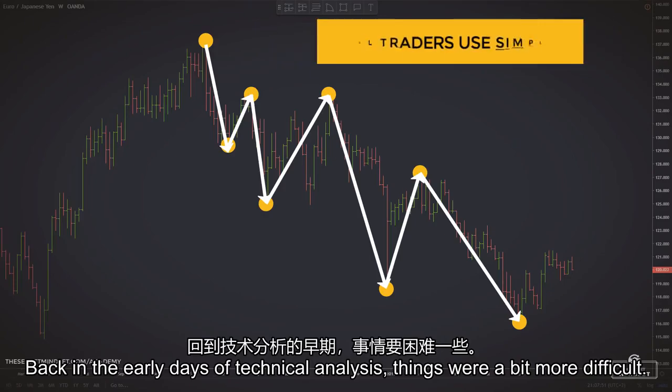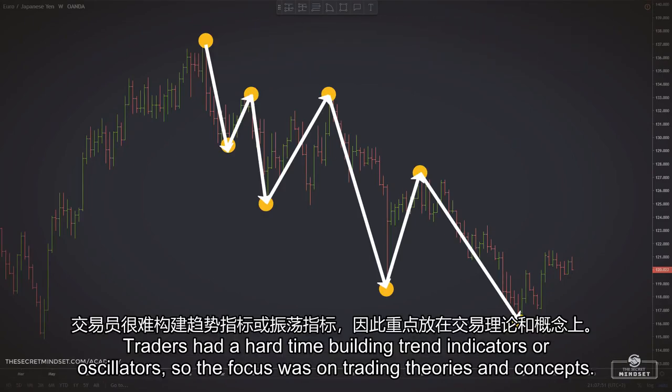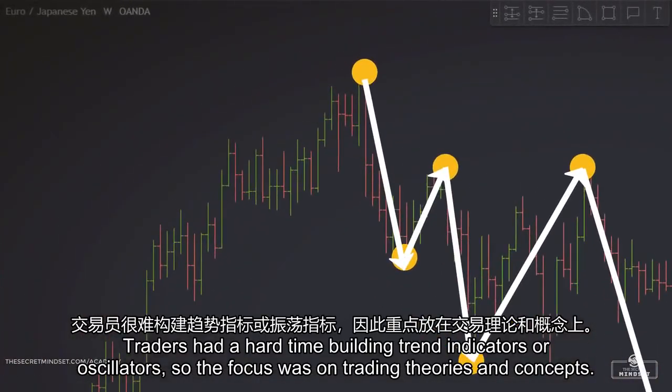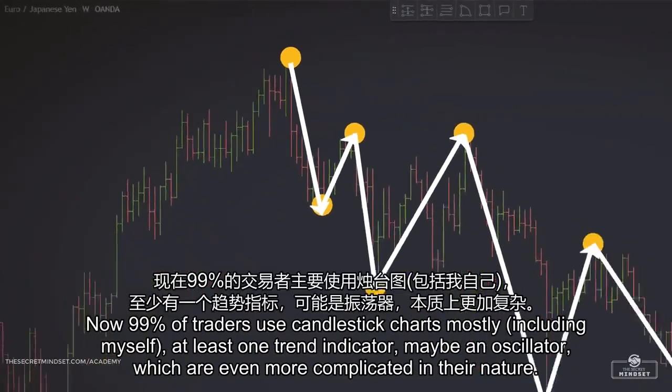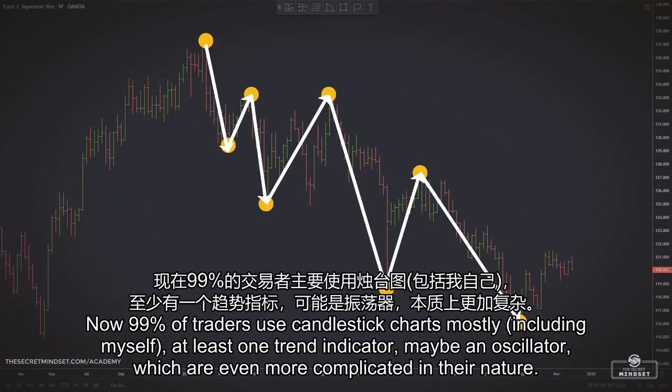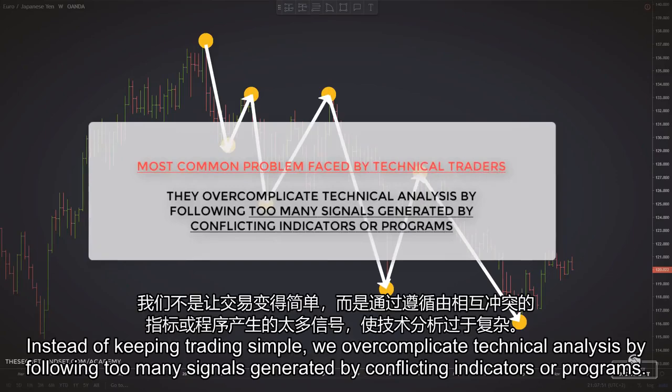Back in the early days of technical analysis, things were a bit more difficult. Traders had a hard time building trend indicators or oscillators, so the focus was on trading theories and concepts. Now, 99% of traders use candlestick charts mostly, including myself. At least one trend indicator, maybe an oscillator, which are even more complicated in their nature. Instead of keeping trading simple, we overcomplicate technical analysis by following too many signals generated by conflicting indicators or programs.